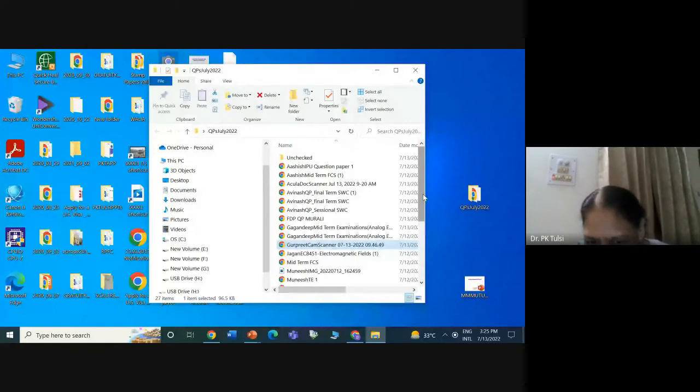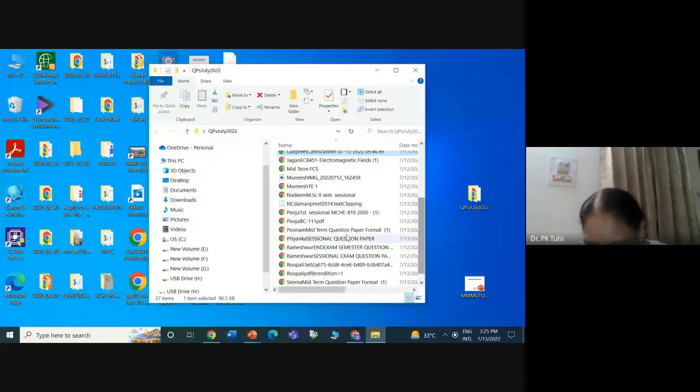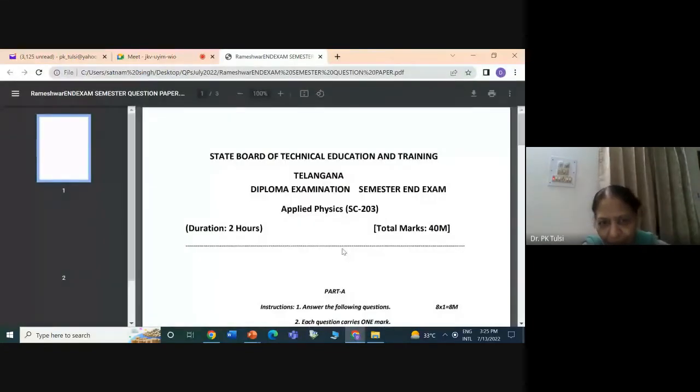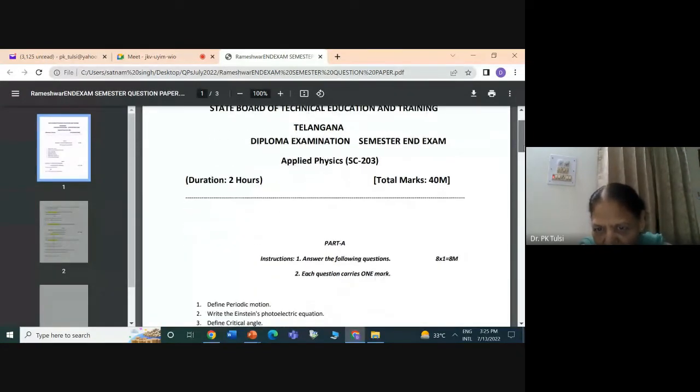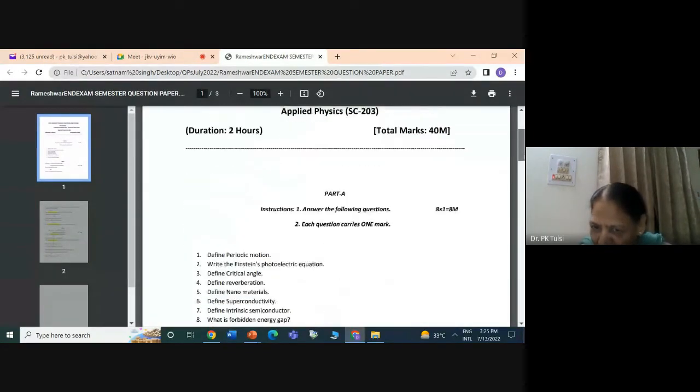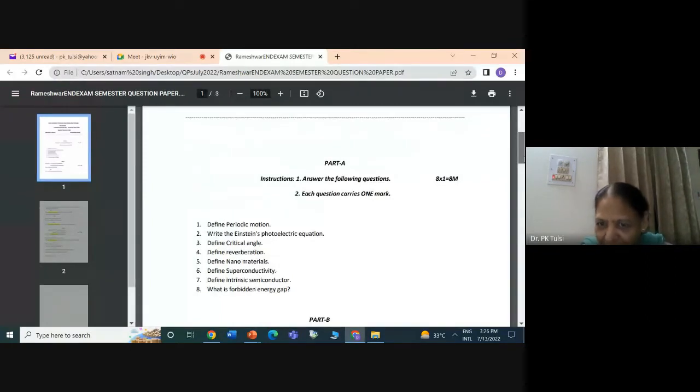Where did it go? I have put your names and I have included those, done my homework. Okay, here. Let me see which one I checked, because you have sent me this. See, it is State Board of Technical Education, Telangana, diploma examination. Okay, applied physics, code is given, it tallies, there is not much problem in this. Answer this, each question carries 1 mark.